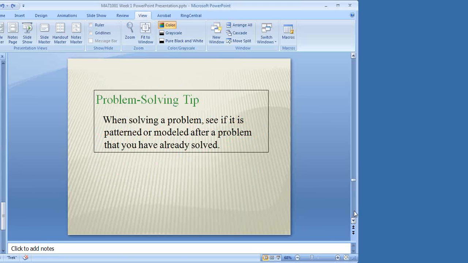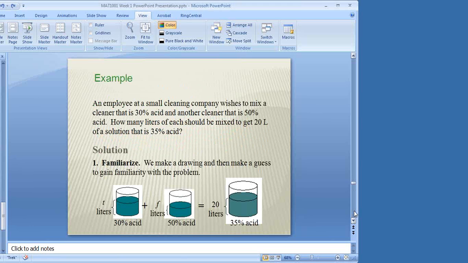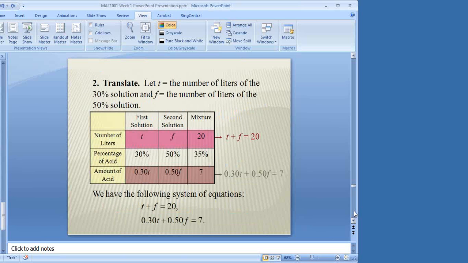All right, mixture problems. It helps to see a little diagram. So if you are having to mix some 30% acid and 50% acid to get a mixture that's 35% acid, and you want 20 liters of it, how much of each do you need? At first it might seem like you don't have enough information, but you do. And we're going to set up a chart. Charts are great. Don't skip the charts.